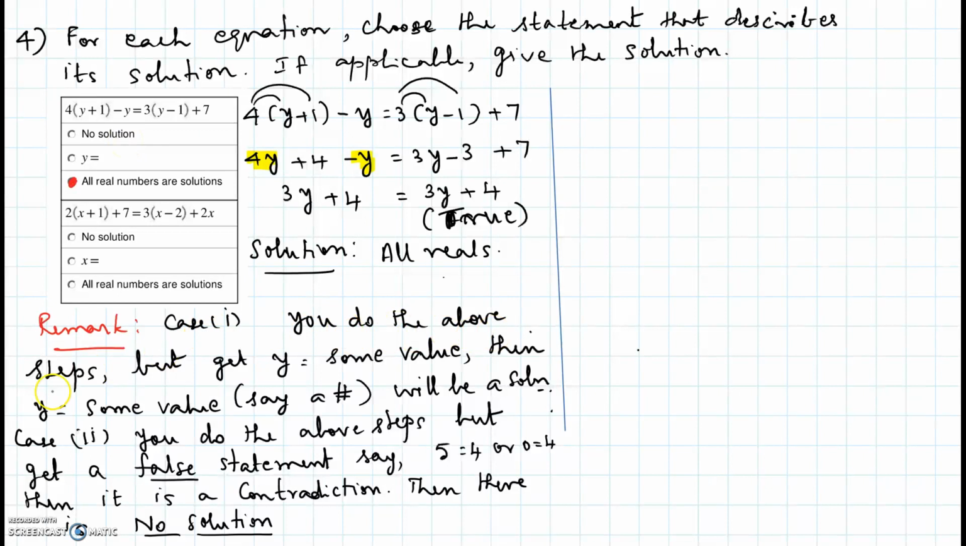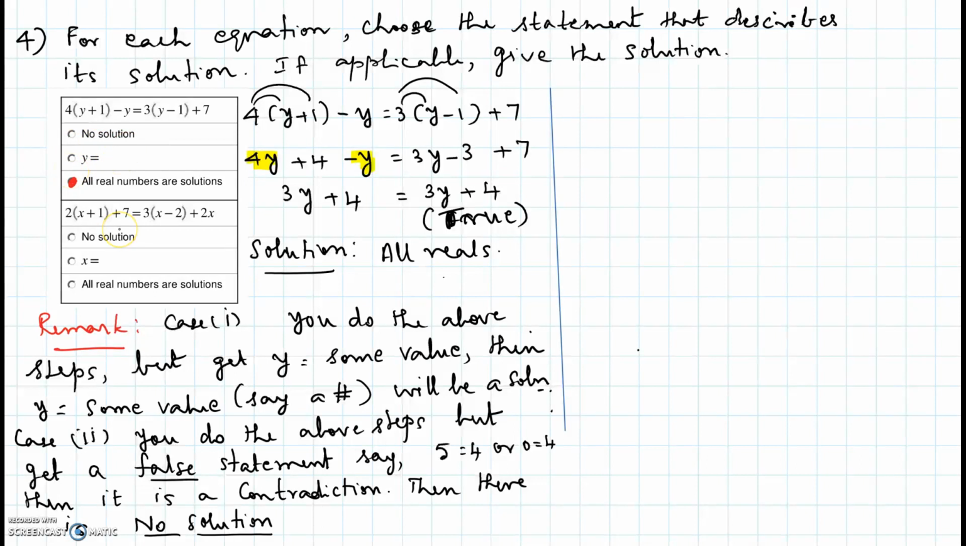So you do the above steps, but you get y equal to some value in this problem. Then y equal to that value will be the solution, in which case you will pick option number 2 and write whatever number you get for y, like y equal to 5 or y equal to 4. The other possibility, when will you have no solution? You do the above steps like we did, but instead of getting a true statement like this, in case you get 5 equal to 4 or 0 equal to 4, something like that, which is a false statement, then that means the statement is a contradiction, and there is no solution. Then you will pick number 1, the no solution button.